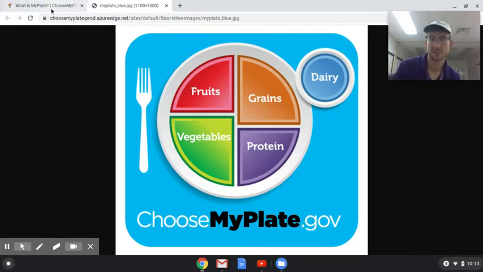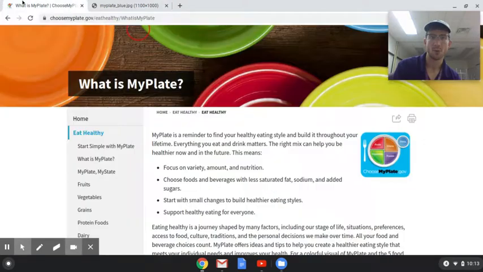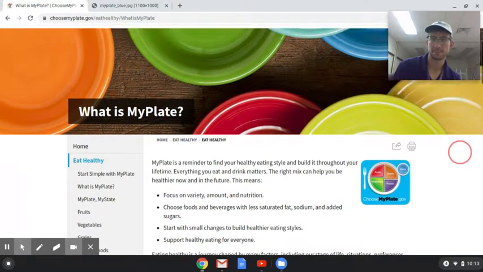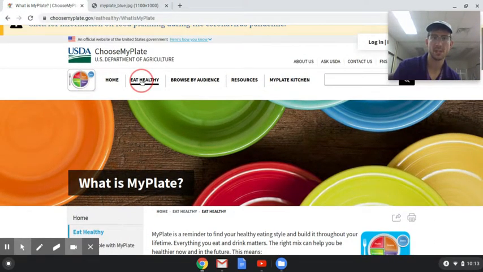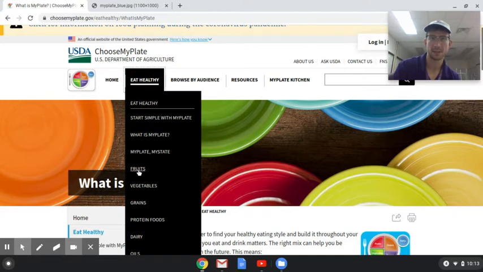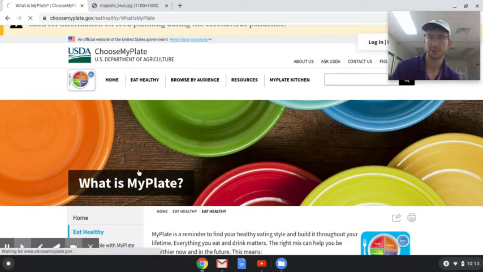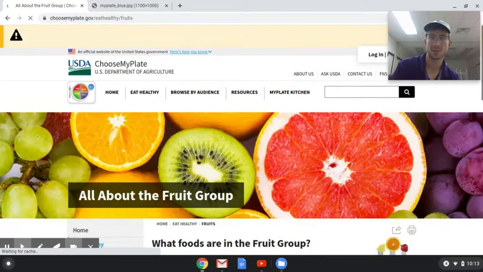But what if you want some examples of foods that are healthy to eat in those categories? Well, go back to the website, scroll up to eat healthy, click, and let's click on fruits first. Then what happens is it'll bring you to the fruit page.